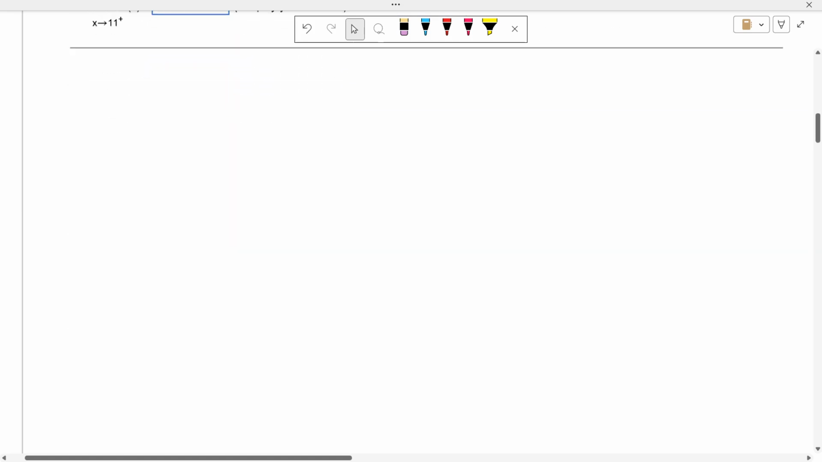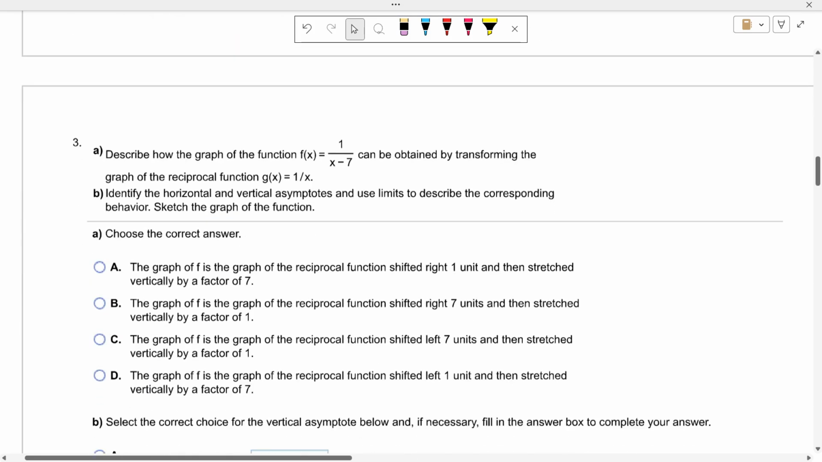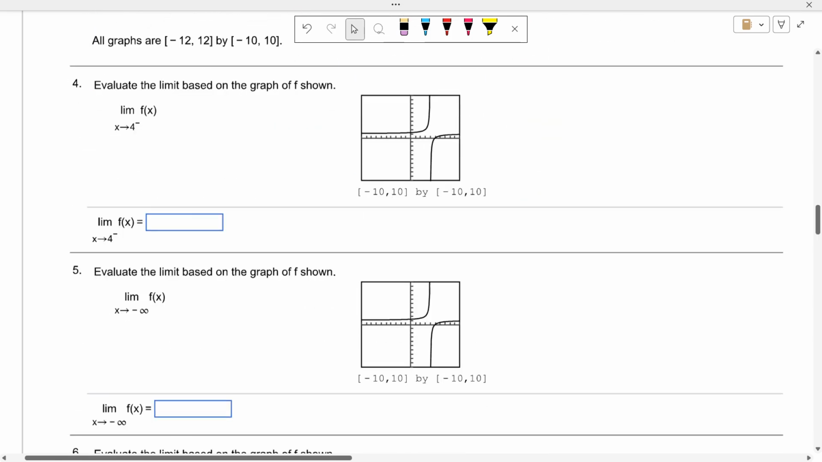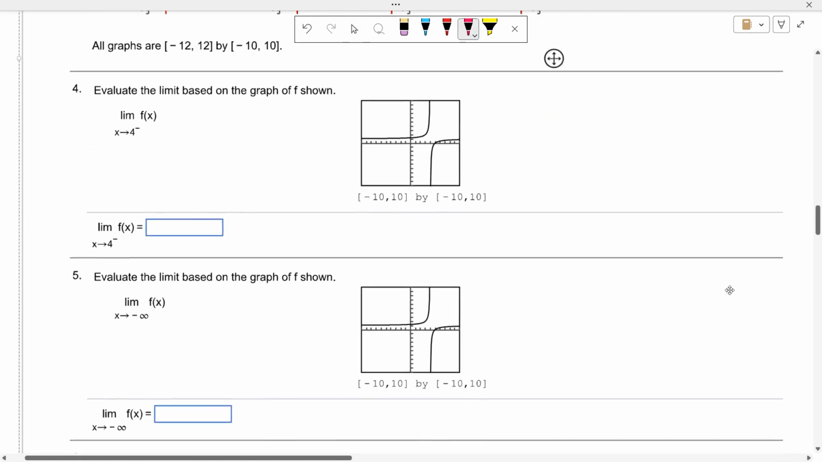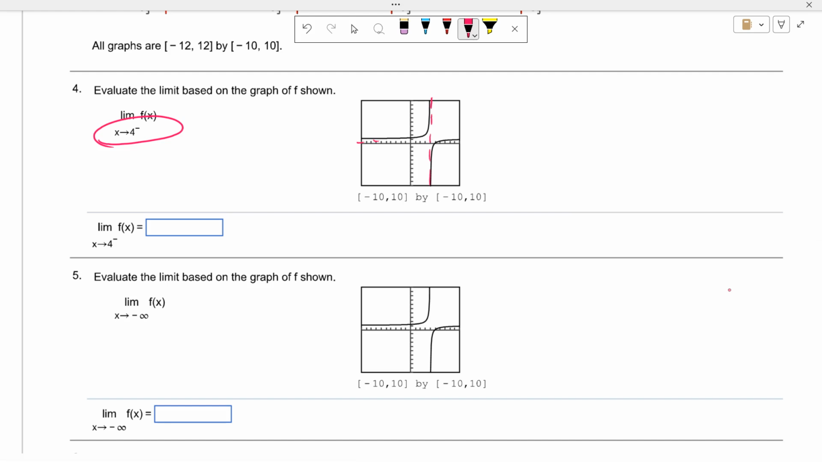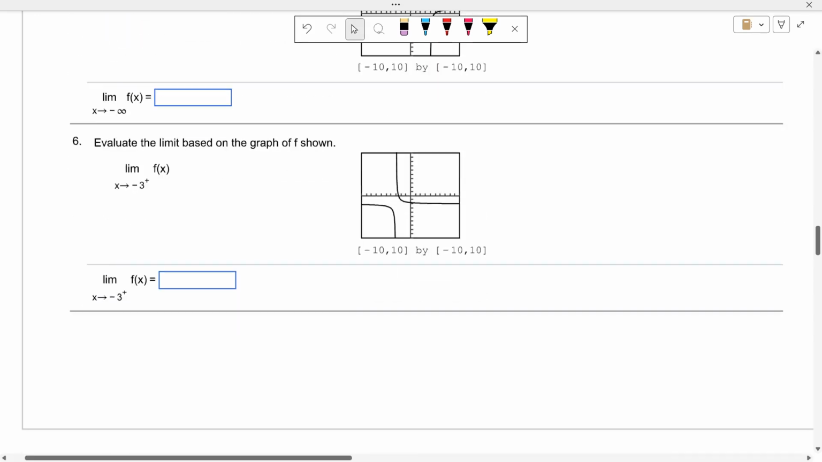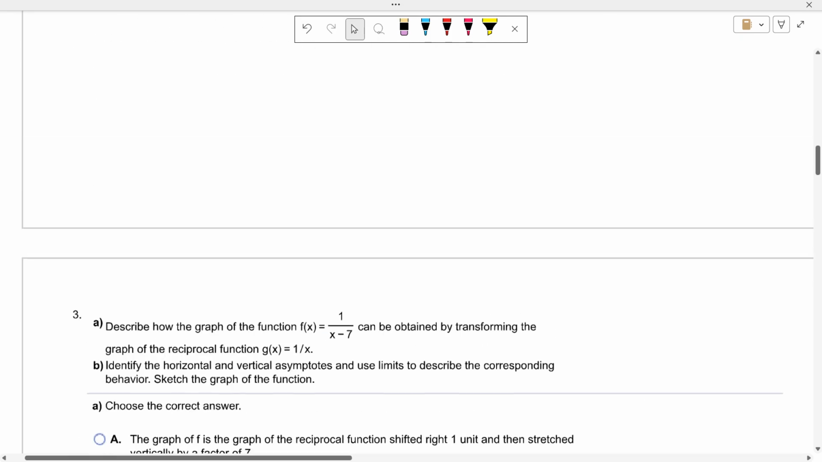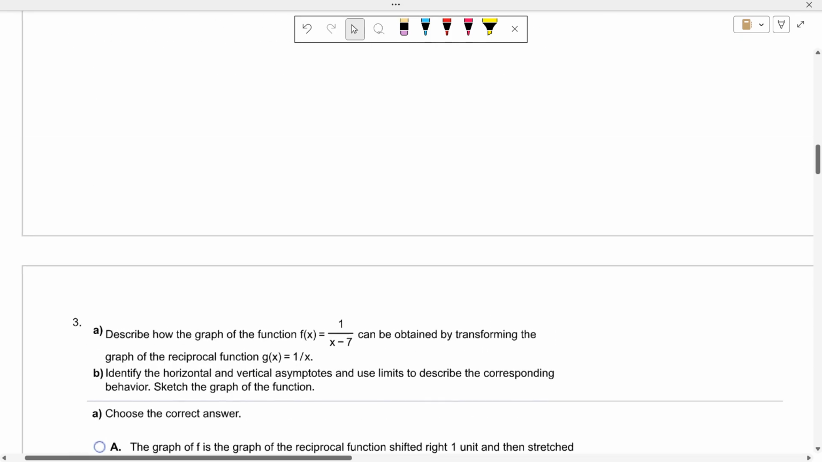Kind of the same deal with some of these. I kind of went over most of this, as you're going towards 4 from the left is what it's talking about. Well, 4 is where this asymptote is. As you're coming to it from the left, you're going towards infinity, and so on. So your 7 questions will look like that. The first 3 will be a little bit tougher than your other ones.